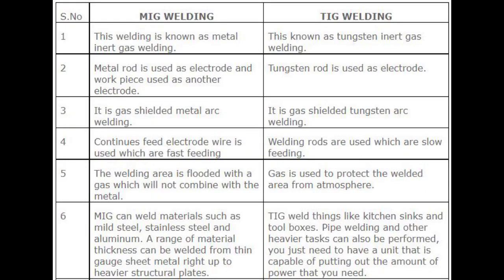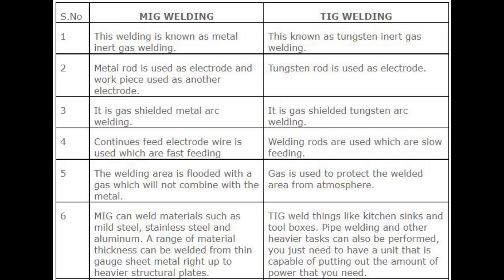Here are some important differences between MIG and TIG welding. Number 1. MIG welding is known as metal inert gas welding, and TIG welding is known as tungsten inert gas welding. Number 2. In MIG welding, a metal rod is used as an electrode and the workpiece is used as the other electrode, and a tungsten rod is used as the electrode in TIG welding. Number 3. MIG welding is a gas-shielded metal arc welding. TIG welding is a gas-shielded tungsten arc welding.